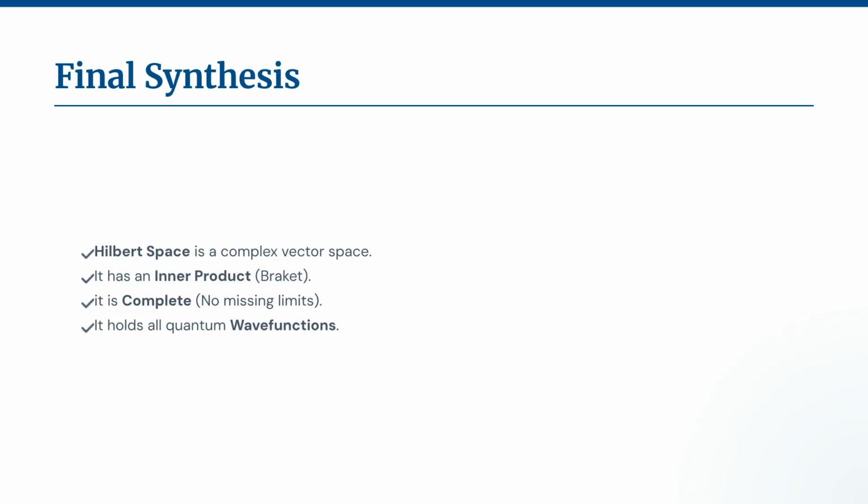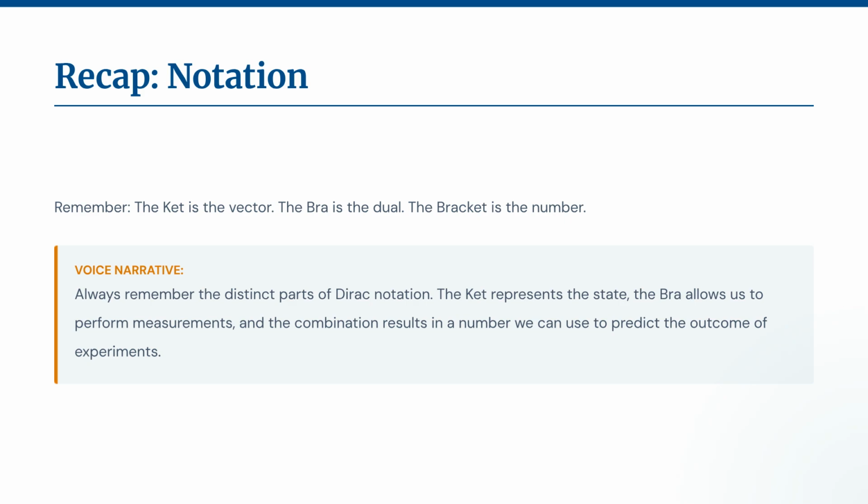To summarize, Hilbert space is a complex vector space with an inner product, and it is complete, holding all quantum wave functions. Always remember the distinct parts of Dirac notation. The ket represents the state, the bra allows us to perform measurements, and the combination results in a number we can use to predict the outcome of experiments.